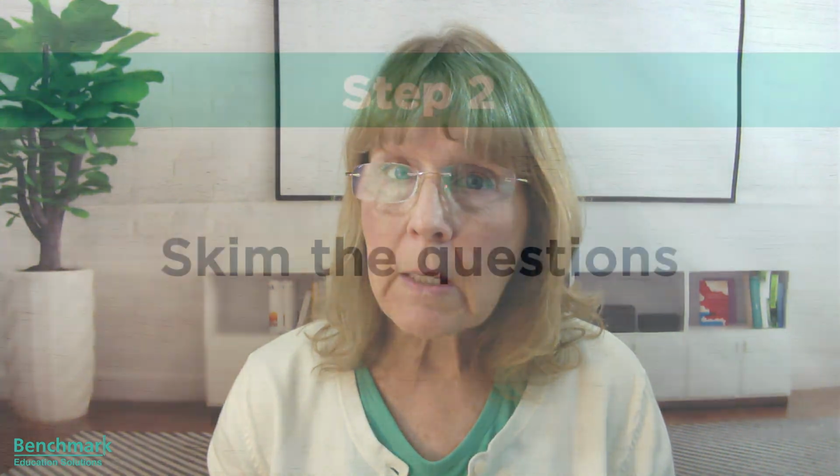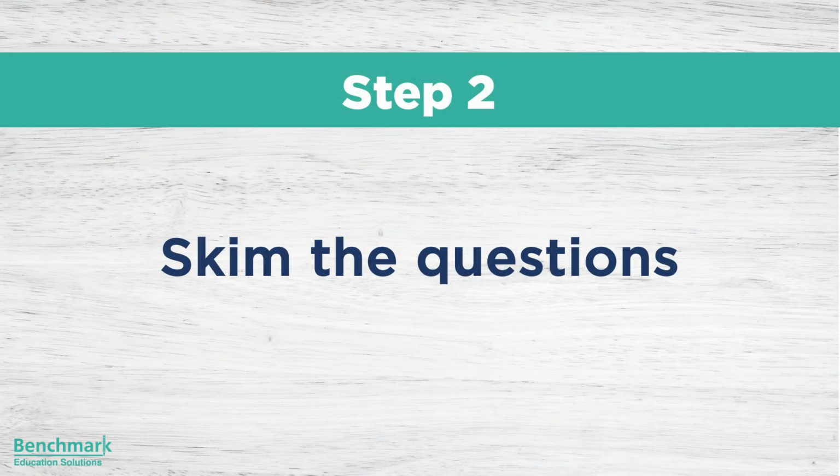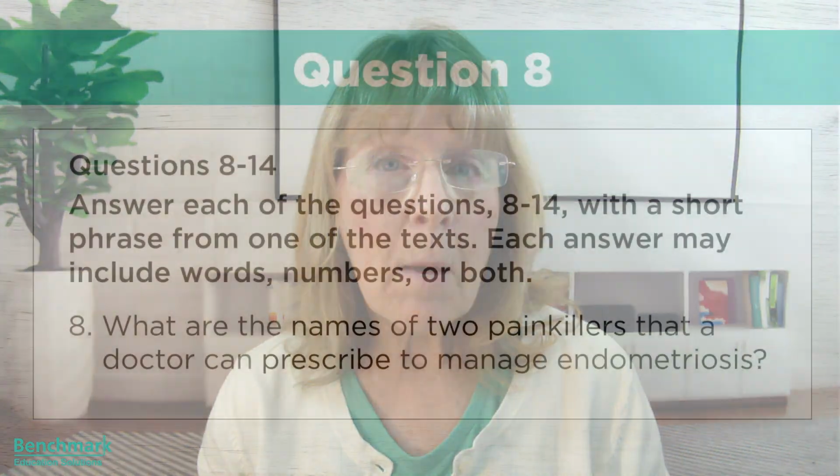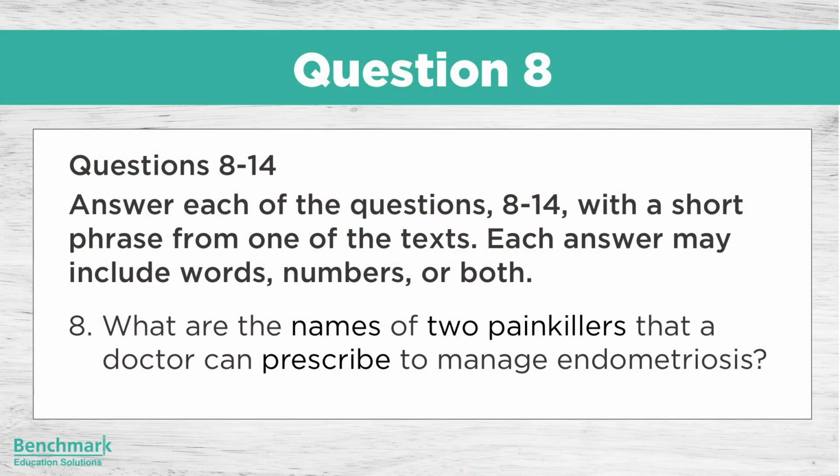And here's step 2. Skim the questions. Always look quickly at the questions before you read the text. Pick out the key words. These are words you think will help you find the answer in the texts. Don't worry right now about where to find the answers. Let's look at an example. Here's question 8. Take a minute to read the question. What do you think some key words might be?